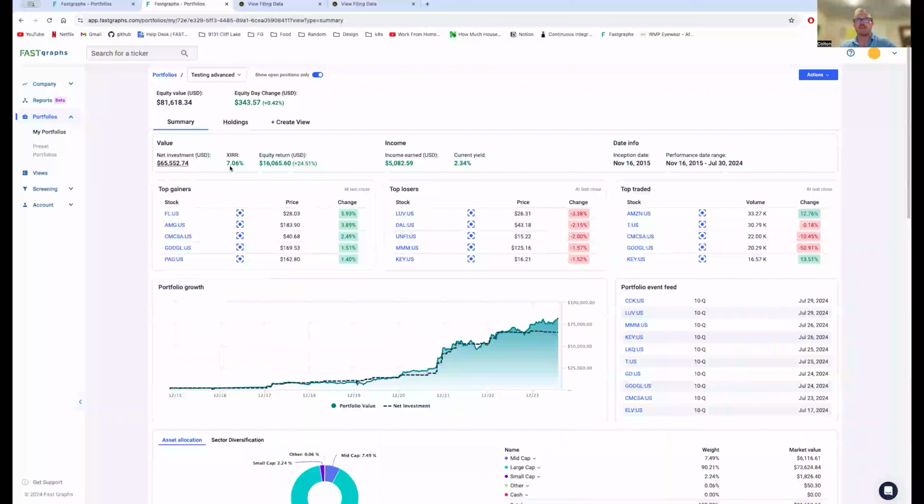So net investment, the XIRR on the equity, the total equity return of this portfolio, the amount of income I've actually earned on this portfolio, and the current yield. And then this is giving me a date range for all of this data. I can also toggle between showing open positions and all of the positions I've ever had in a portfolio. I personally just do the open positions in my portfolio because obviously those are the stocks that I'm following.